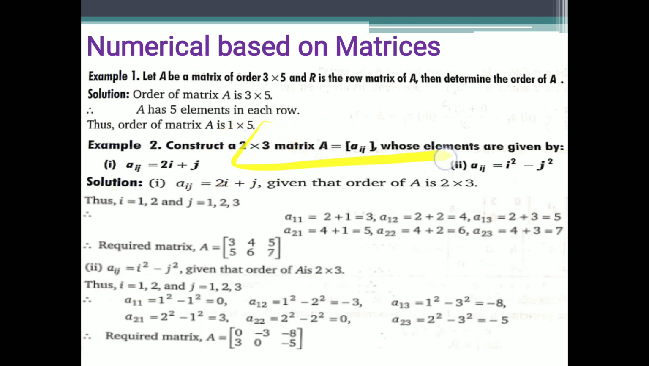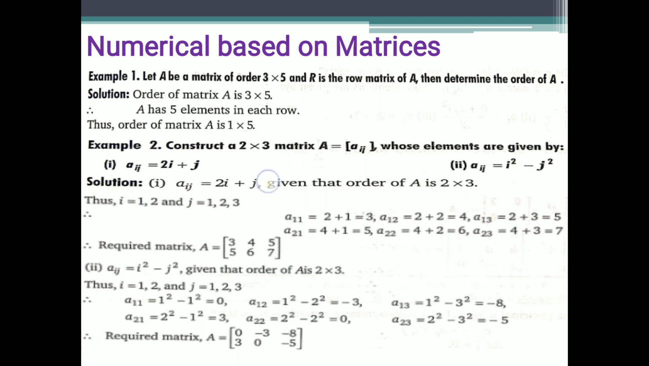So it will have 2 rows and 3 columns. So I can understand that my first element is A11, second element A12, third element A13, because there are 3 columns. And in the second row A21, A22 and A23. So all these elements will be needed. How many elements are there in total? 2 plus 2 plus 2, total 6. 3 into 2. 6 elements will be there in this matrix, right?